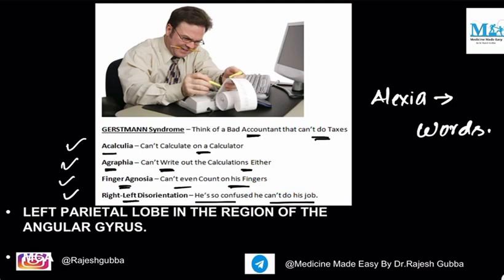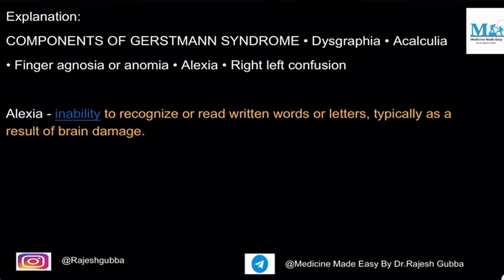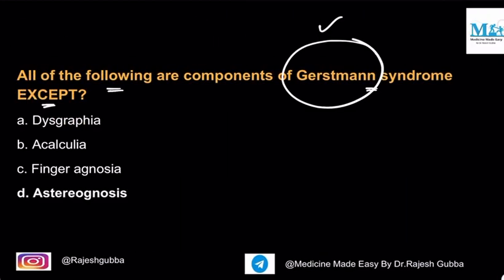And one more important question related to Gerstmann syndrome is, where is the site of lesion? The site of lesion for the development of the Gerstmann syndrome is in the left parietal lobe, in the region of the angular gyrus. And the vessel which is affected for the development of the Gerstmann syndrome is the middle cerebral artery. Now, going back to the question. All of the following are the components of the Gerstmann syndrome except dysgraphia, acalculia, finger agnosia, stereognosis. So stereognosis is not a part of the Gerstmann syndrome, right?